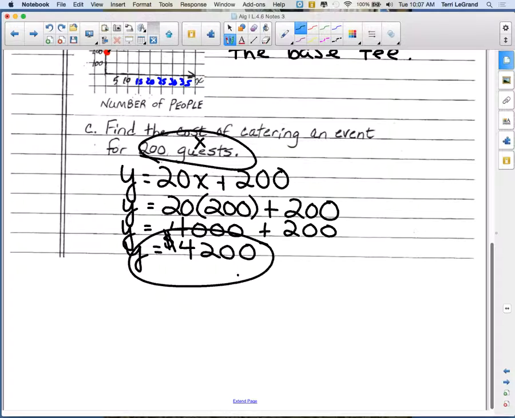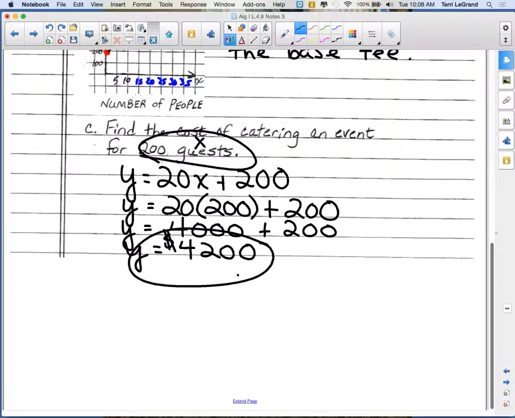How many people can you have? Anybody get that math going up there yet? Take 200 away from 1,000. That is 800. Divide that by 20. That is 40. You can have 40. You're going to cut your cost down immensely. Okay. Anybody have any questions?